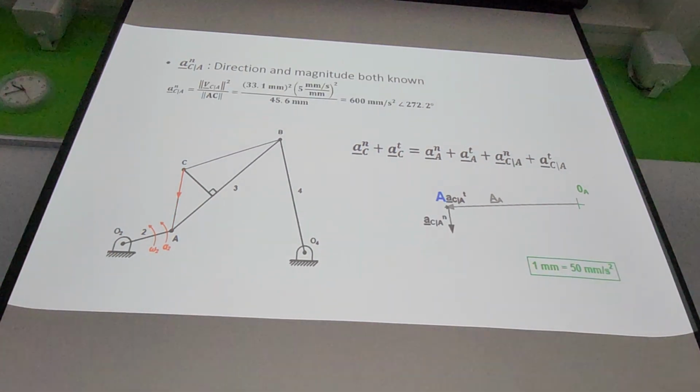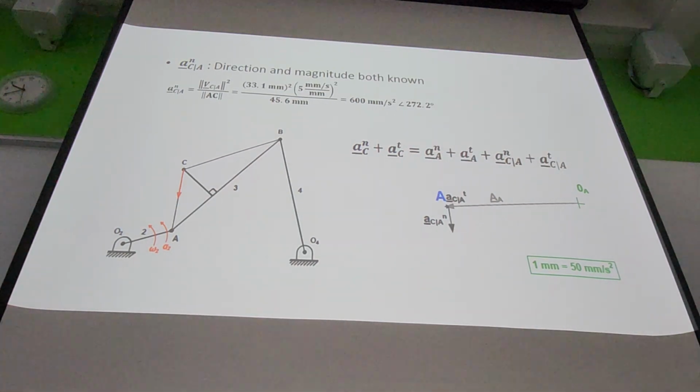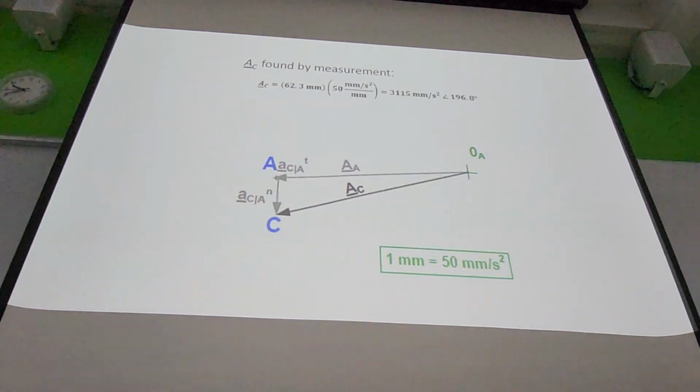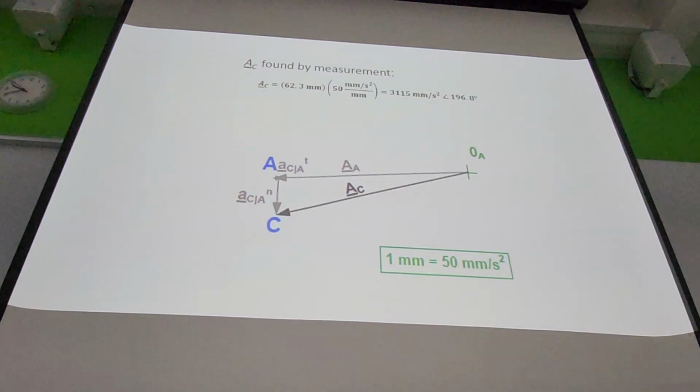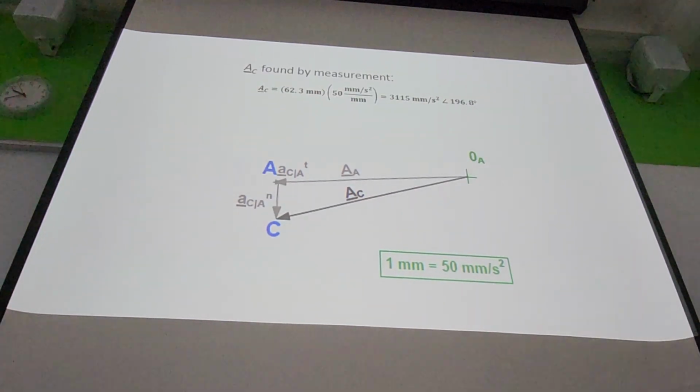Then CA normal, you also know the magnitude and direction. It is the velocity CA squared over AC, and you know the orientation. So you know the complete information of CA. This is the acceleration of A, then the tangent and normal of CA are drawn. So this is the acceleration of C. This is how you can do acceleration analysis.